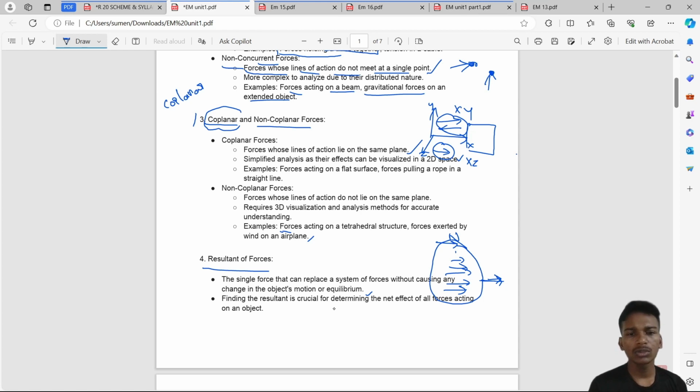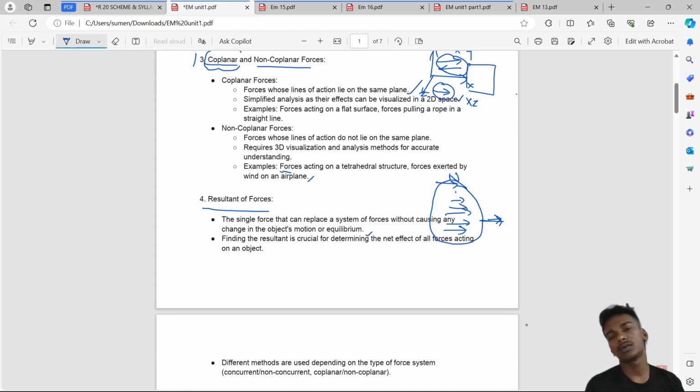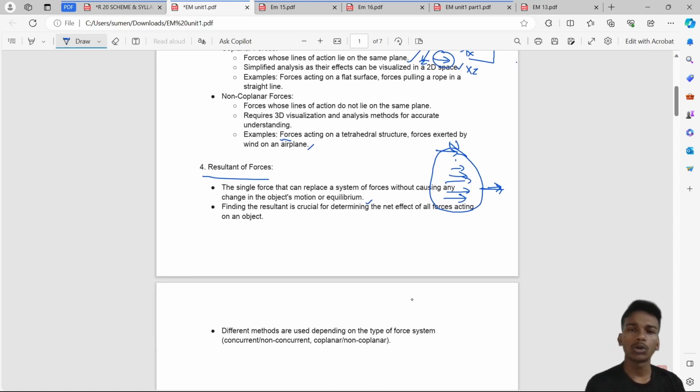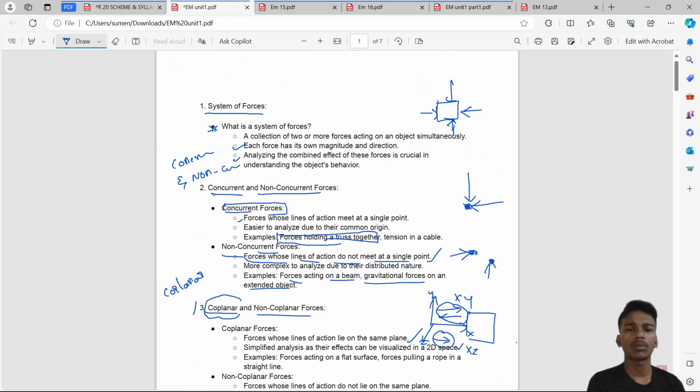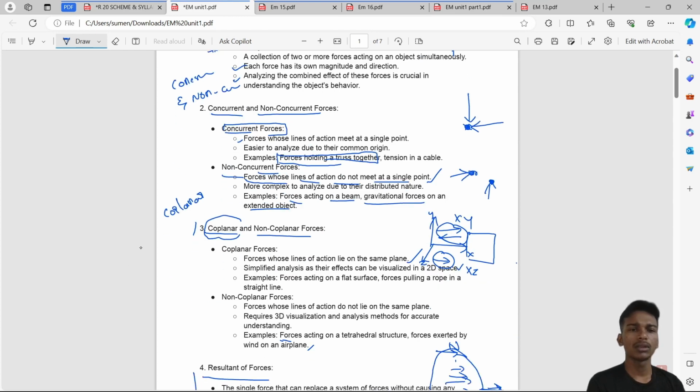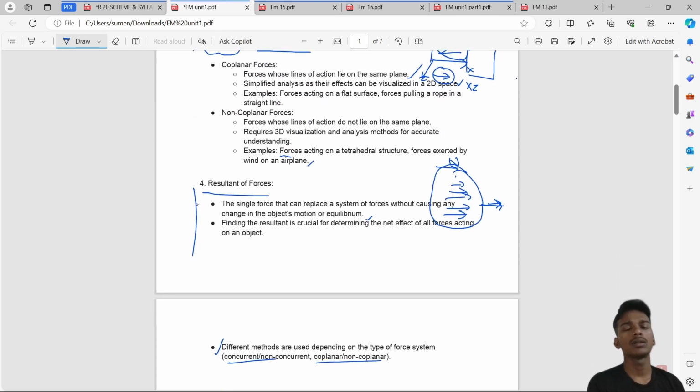Finding the resultant is crucial for determining the net effect of all forces acting on an object. That's true, right? We cannot directly judge the motion of a body. For different systems of equations we have different methods to solve them. Now we will look at some problems regarding all these things. First of all, we will look at problems on concurrent and non-concurrent forces, then coplanar and non-coplanar. Then we will try to sum up the resultant of forces.